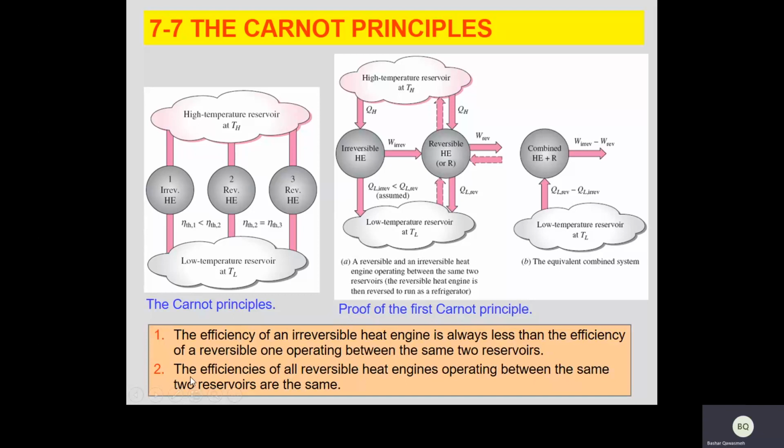The second Carnot principle is that the efficiencies of all reversible heat engines operating between the same two reservoirs are the same. And that brings us to this conclusion, which we will show in a little bit, that we expect the efficiency of such reversible heat engines to be determined based on a scale that's independent of the properties of the substances.